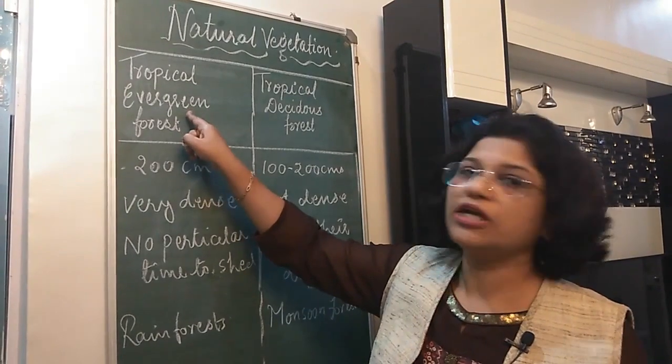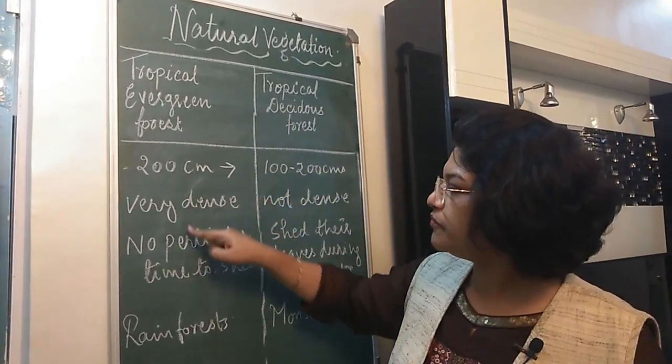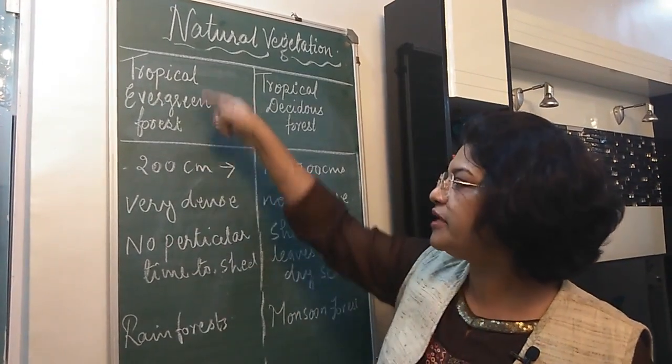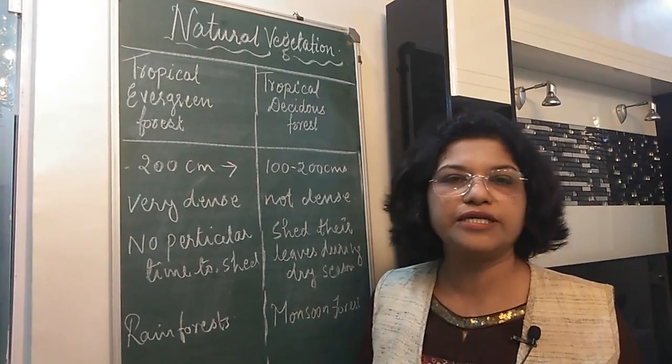So, 1 mark you will get to identify what these 2 types are, and then 1 mark for each point. So, this will make a 5 mark answer. 1, 2, 3, 4 and 5 point answer.